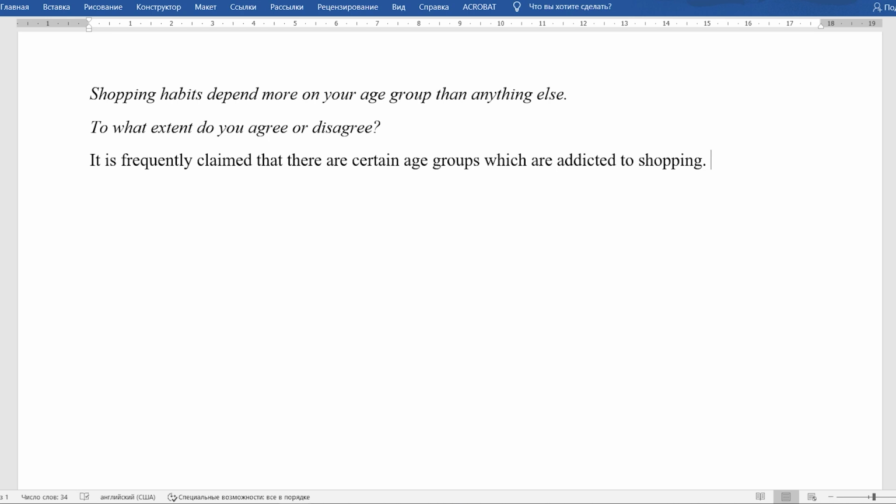Next one is, I want to use the structure while. So while it is believed by many, instead of saying by many people, we can say by many.